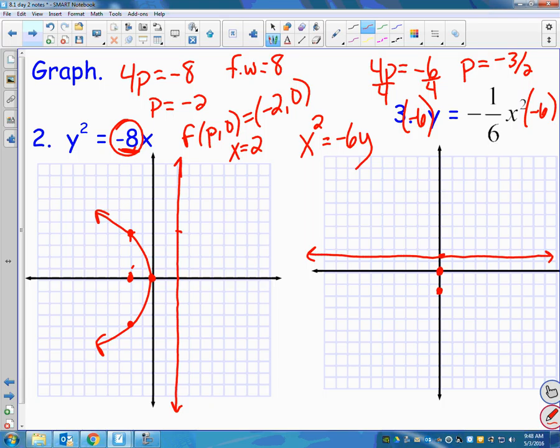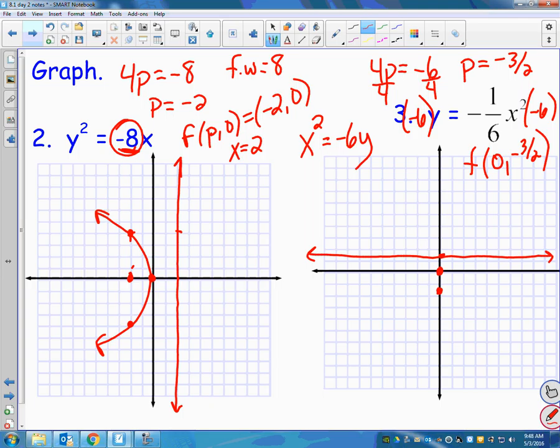Which one? The focus? Well, the directrix is positive 3/2, right? Because it's the opposite way. Your focus is P units away. So if it's negative, your focus is negative. So that's going to be 0, negative 3/2, because it's 0, P, whatever P is.